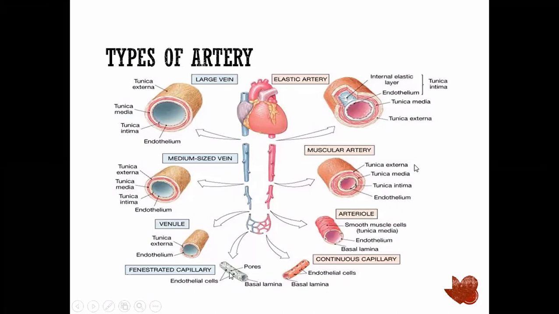After your venule or your arteriole, you will have now your capillaries. Capillaries may be fenestrated capillary. You have the pores, may mga butas, kaya nga fenestrated, at your endothelial cells. And here you have your continuous capillary with endothelial cells and basal lamina. They are continuous, no? No penetrations.